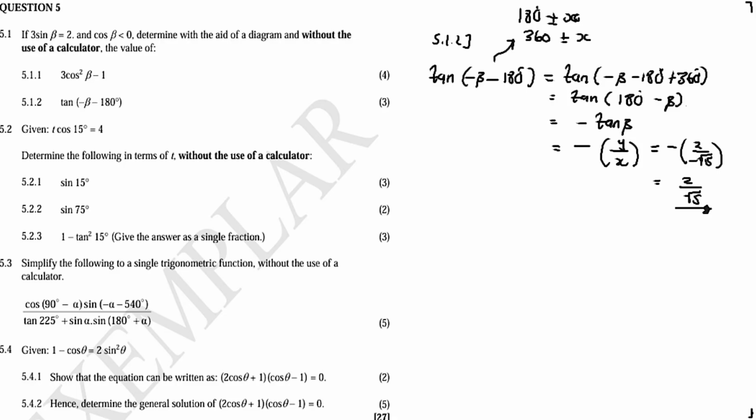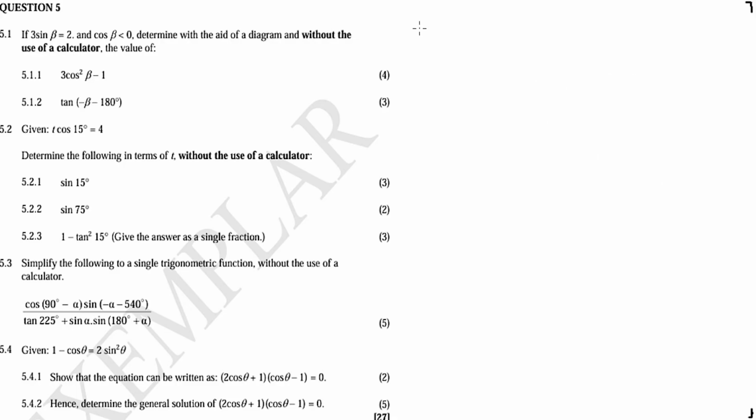Then we go to 5.2, another 90-degree triangle. 5.2, again, so I rearrange this one. t cos 15 degrees is equal to 4. Again, we solve, divide by t first. Cos 15 degrees is equal to 4 over t. So here the trig ratio is equal to some value, but this time we express in terms of t. Determine the following in terms of t without the use of a calculator.